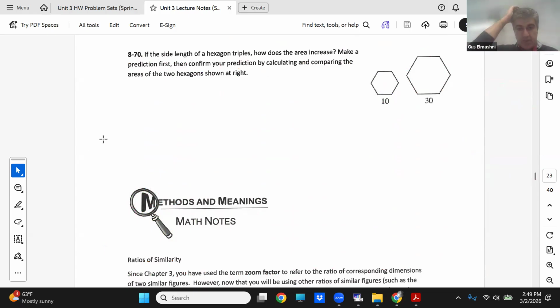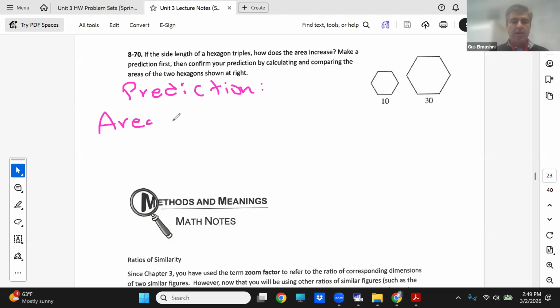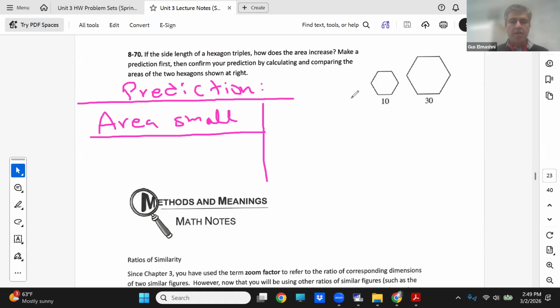How does the area increase? What I want you guys to do is make a prediction. Make a prediction. And then calculate area 1, or area small. Area large.